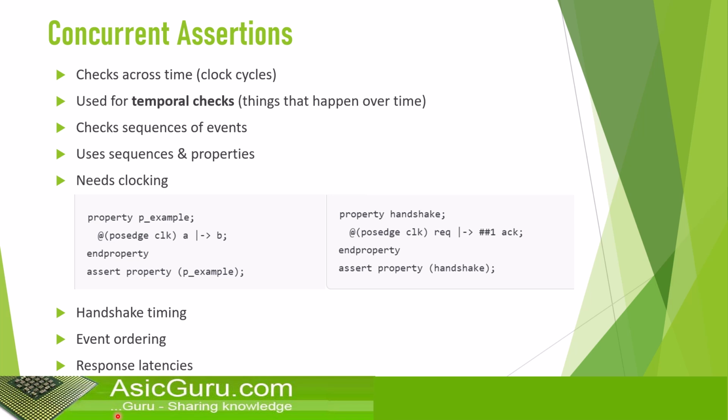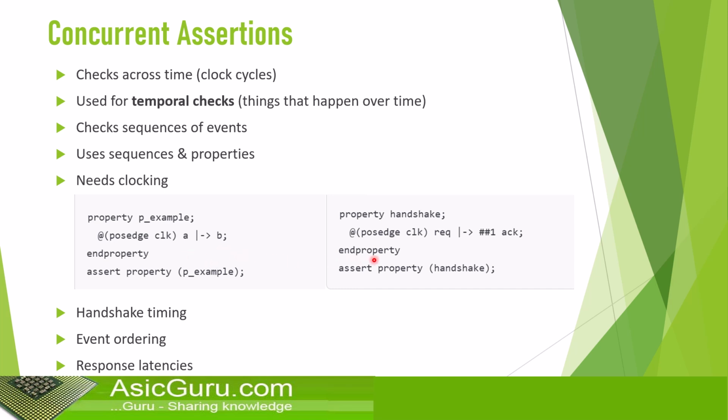So for example, consider this example. Here we are defining a property, P example. Inside this property, we are defining a clocking event. This checks that at every positive edge of the clock, if signal A is high, then in the same cycle, signal B should also be high.